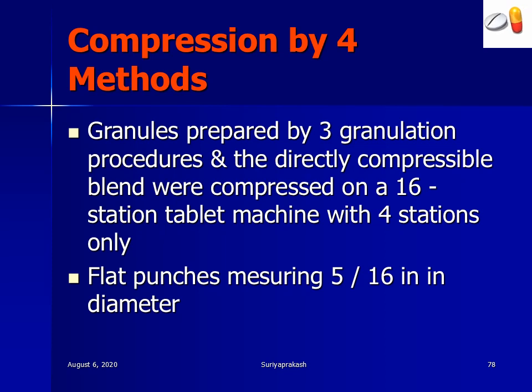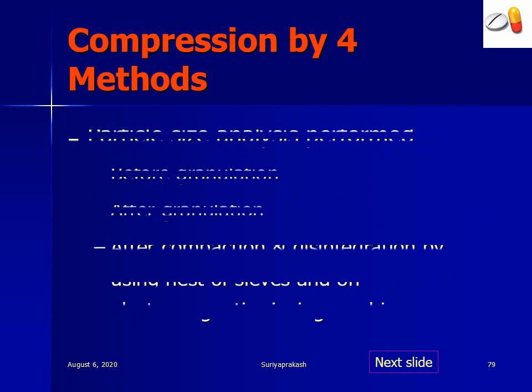So compression by 4 methods, all the 4 methods you have used. Now the 16 station tableting machine is used with 4 stations only. 4 stations means for one revolution only 4 tablets will be prepared. In the 16 station machine, there are a total of 16 upper and lower punches. We are going to use only 4. The punches are 5/16 inch in diameter. So this is the punch.